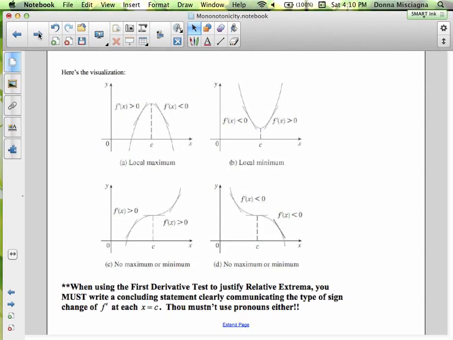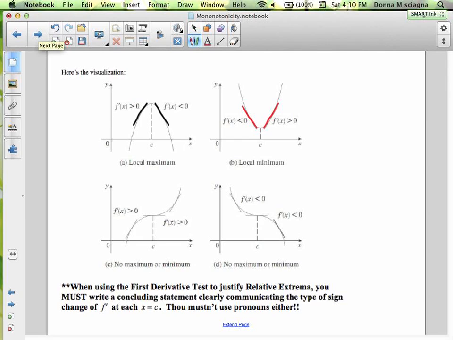All right, so here's your visualization. In the first example, at a we have a local maximum, because f prime of x changes from positive to negative. And there are some tangent lines in here to show you that the slope of the tangent line is changing. And then over here, f prime of x is less than 0 for values of x less than c. F prime of x is greater than 0 for values of x greater than c. All right, so we have a local minimum there at c.